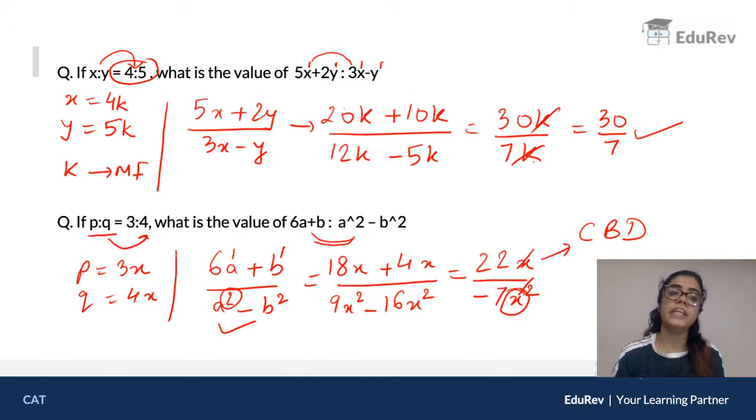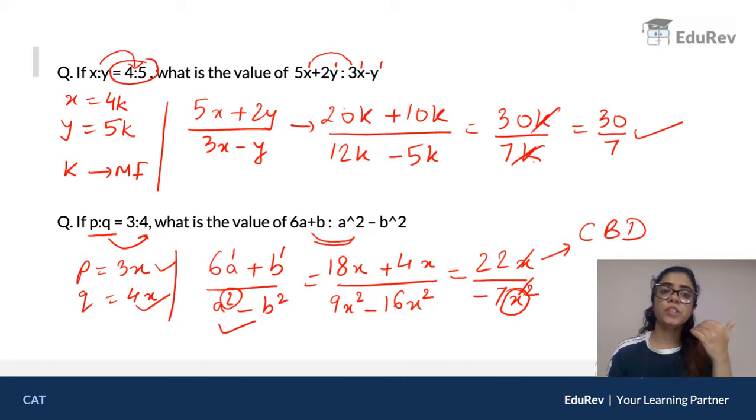But if you had directly substituted p as 3 and q as 4, you would have got a numerical answer. And the numerical answer would have been definitely wrong because x will also remain. So in order to avoid this mistake, we always suggest the students to substitute the value as 3x and 4x rather than 3 and 4.